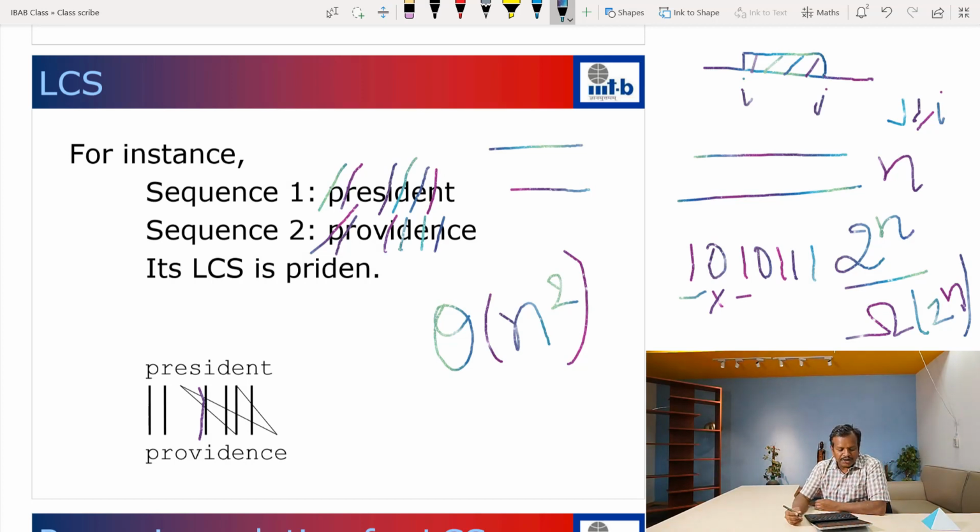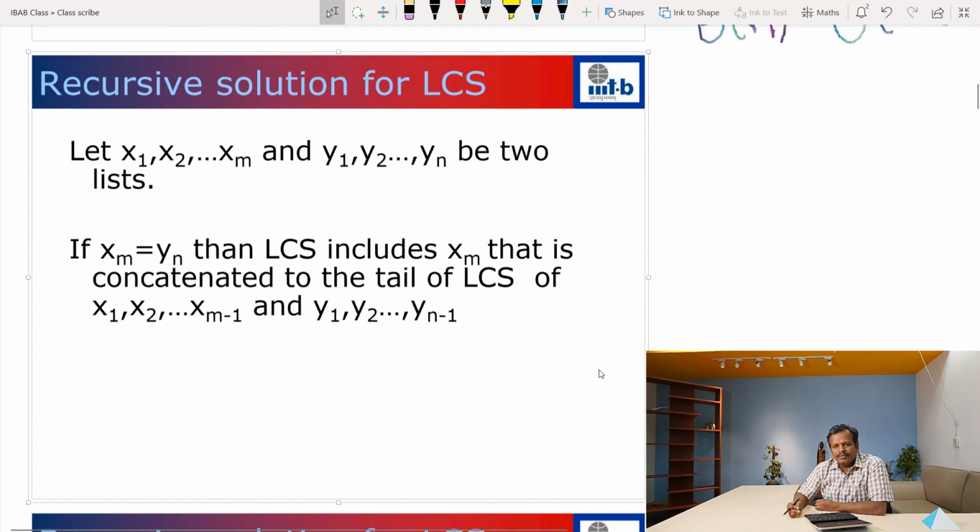So coming back to the longest common subsequence problem, our objective is to define an order n square algorithm which will solve this problem. So before I come to the state of the dynamic programming, I would like to make some observations about the longest common subsequence problem.